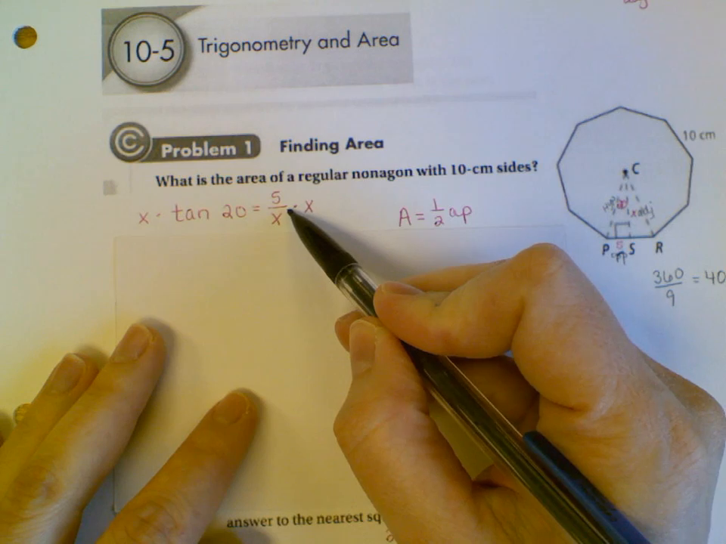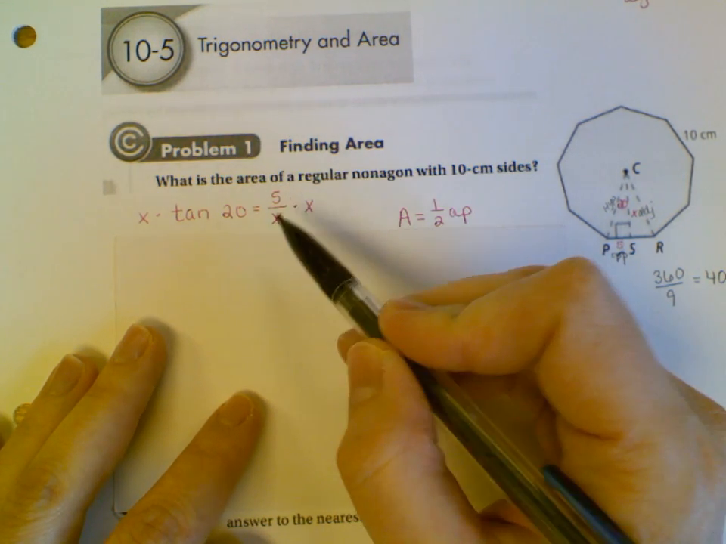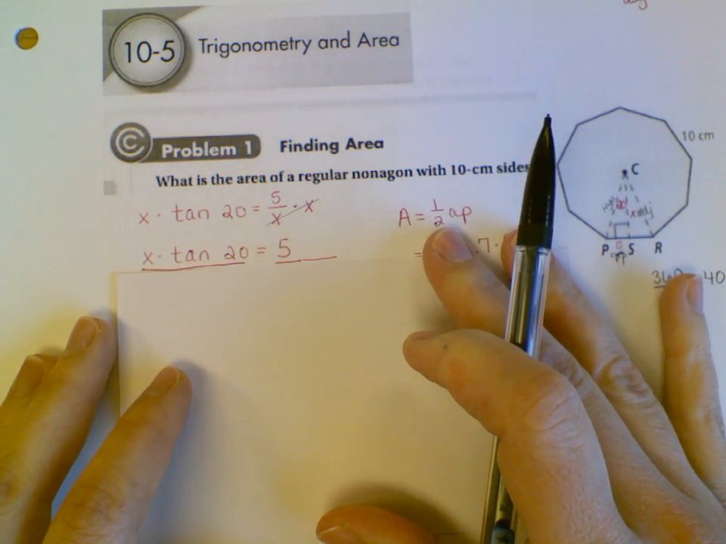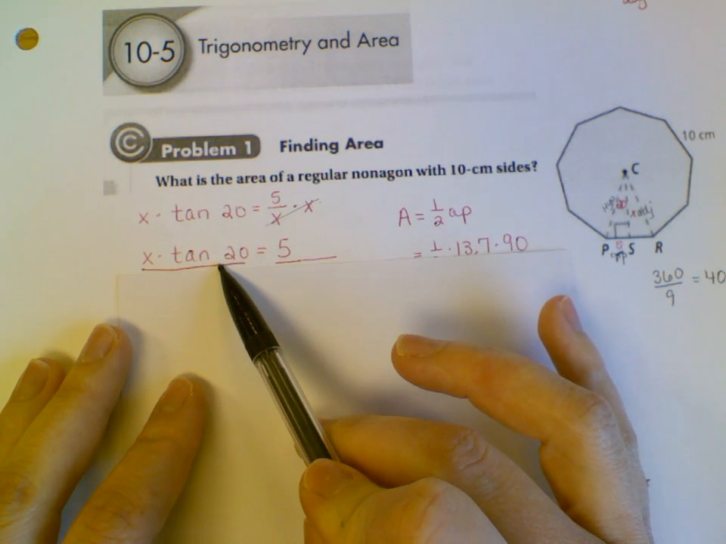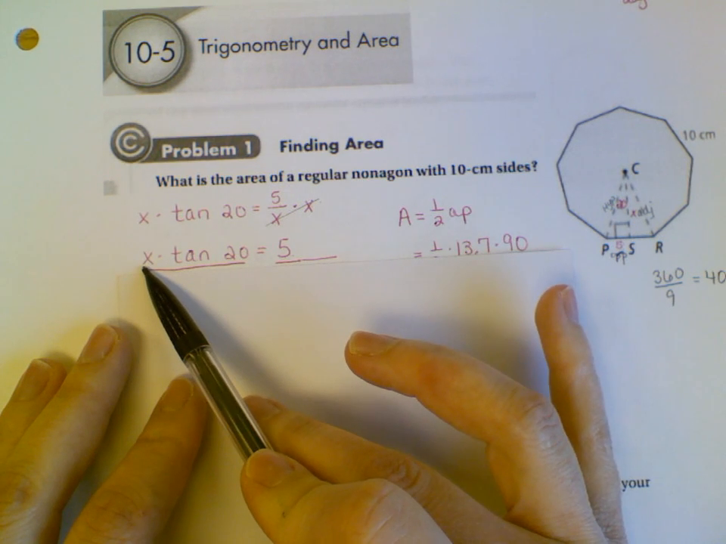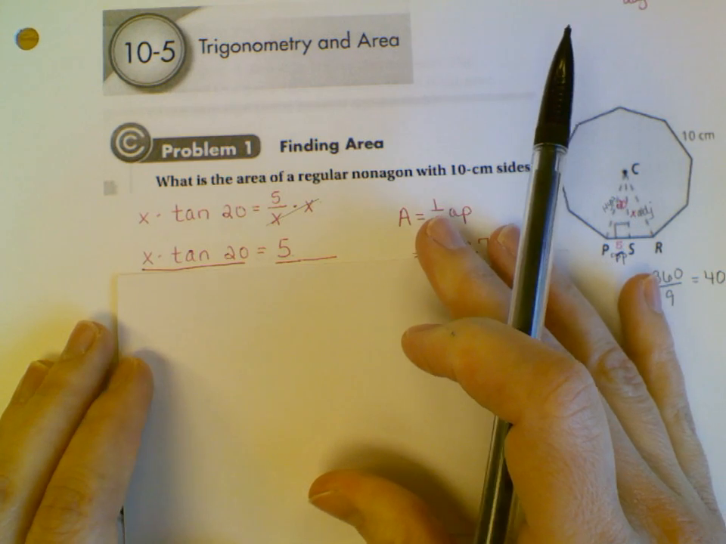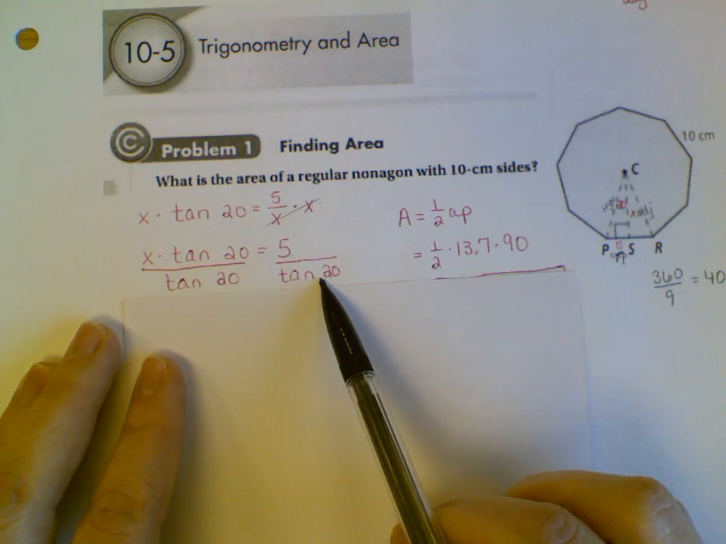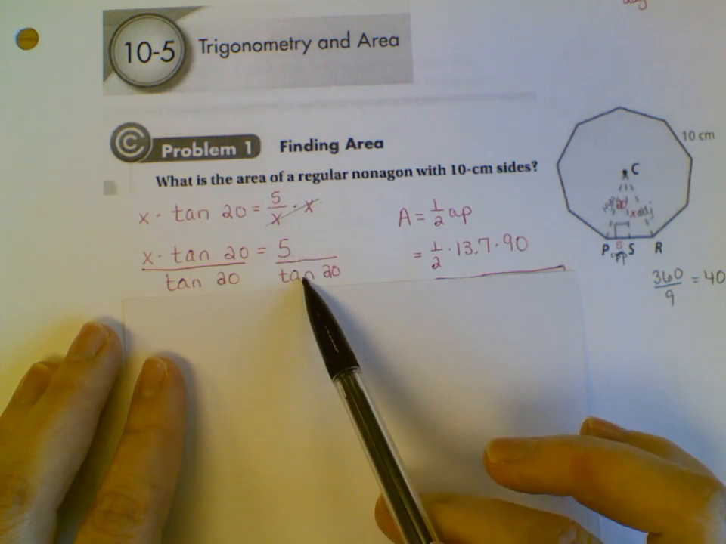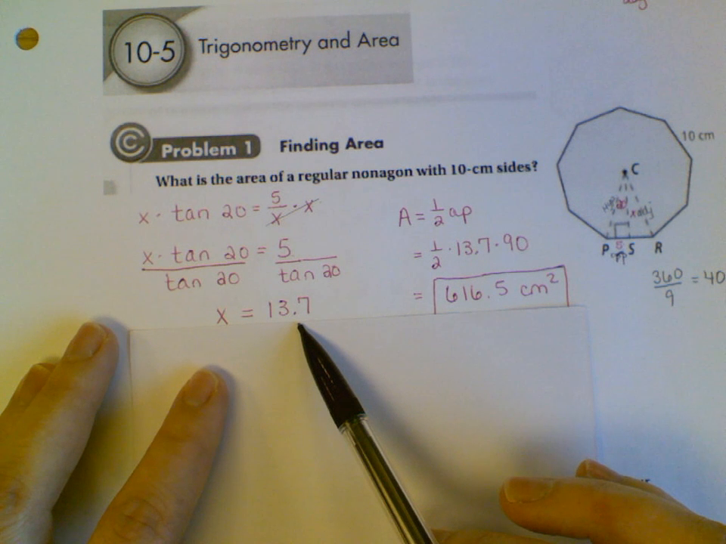So I have to times by x since I'm dividing over here. So I times by x, which crosses that out and gets rid of the fraction part. So now I have x times the tangent of 20, equaling 5. Now I want to get x by itself over here, so now I'm going to divide, since this is times, so I divide both sides by the tangent of 20. So now on my calculator I type in 5 divided by tangent of 20, and that gave me 13.7.